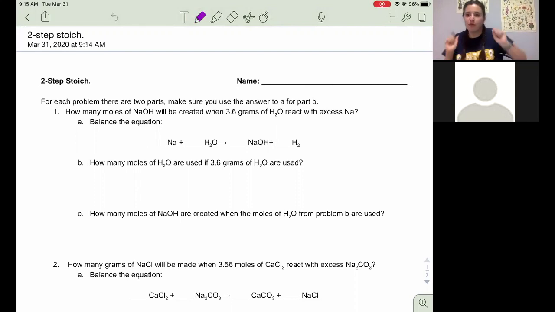Okay, so before break happened, we were doing single-step Stoich, and those of you that did the summative, you guys crushed it. I was super, super proud. So this is the worksheet that's in April 1st with this video. How this is going to go is we are going to do the first two problems together as example problems. Then you guys are going to be responsible for doing the other four problems for today's assignment.